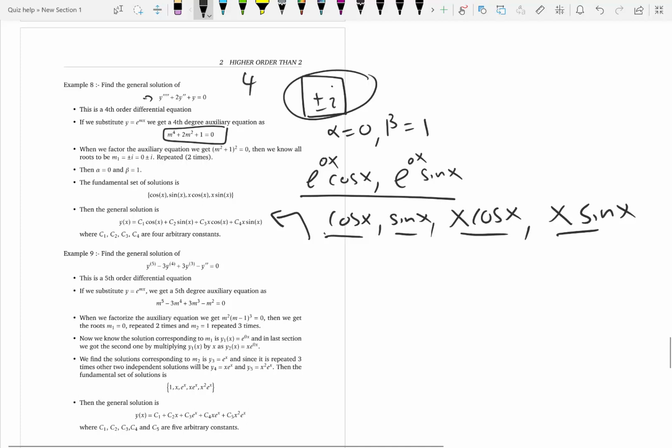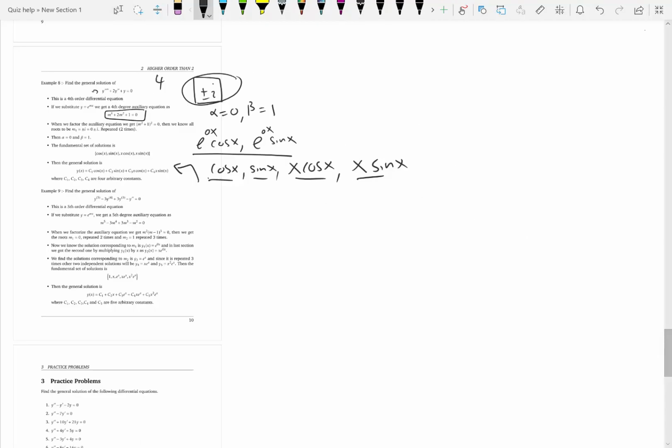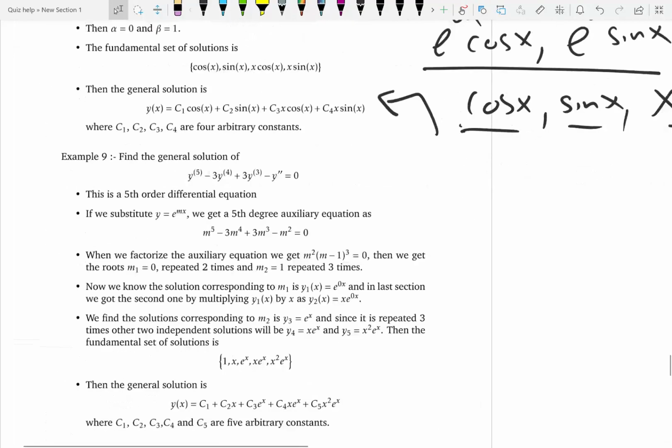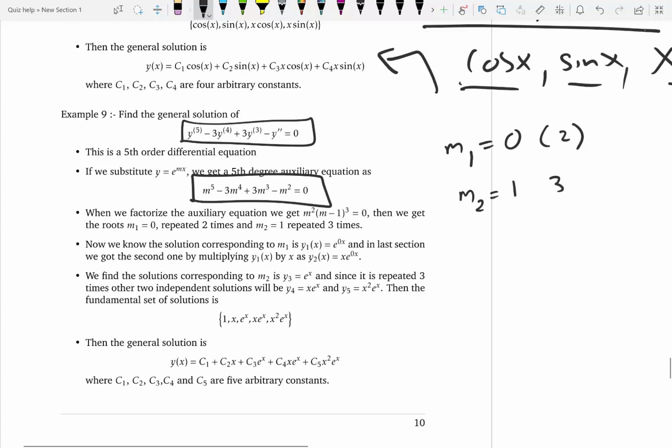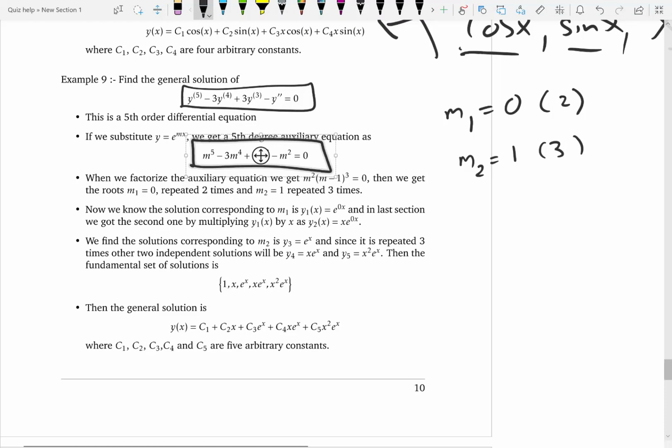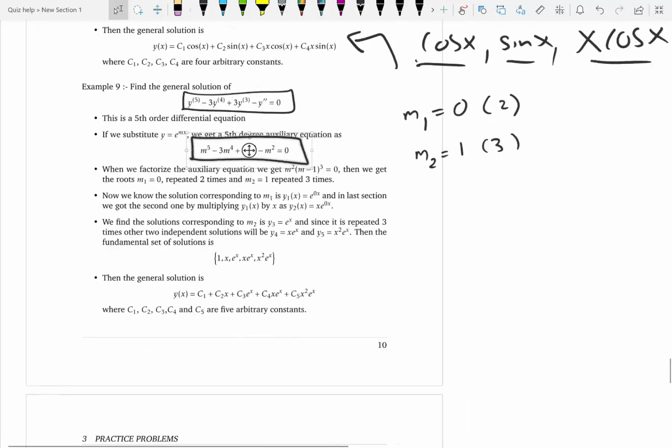Okay. All right. Let's look at another very important example. So we have a 5th order differential equation. We get the auxiliary equation. Let's say we have one root m1 to be 0, repeated 2 times, m2 to be 1, repeated 3 times. Okay, how would you write the solution here? Very tricky. Let's do it slowly.